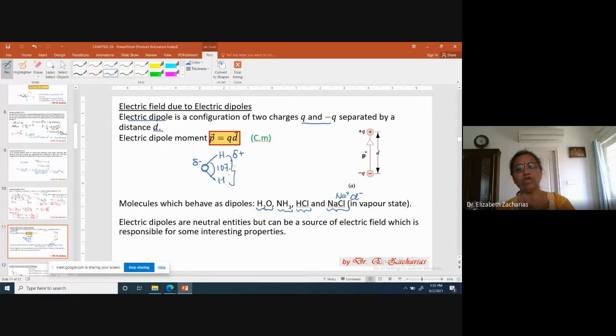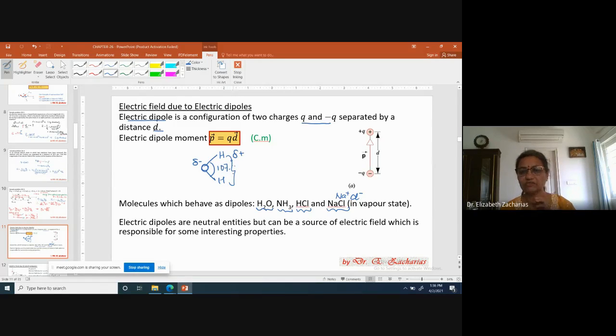For example, water is a universal solvent for many things. It can dissolve polar materials. It is able to dissolve only because it is a polar solvent. Like this, there are so many interesting properties that dipoles will exhibit.